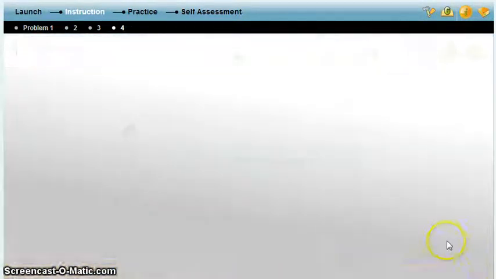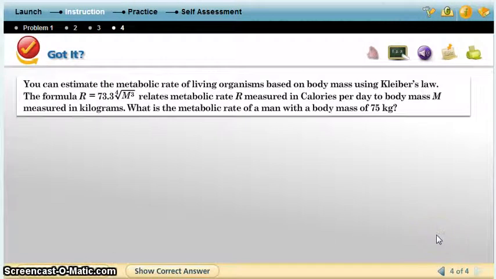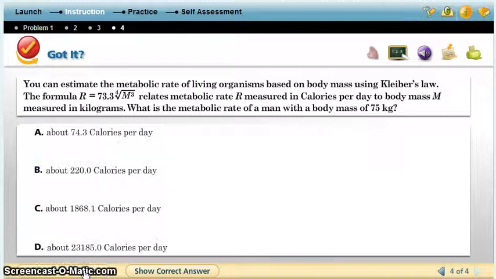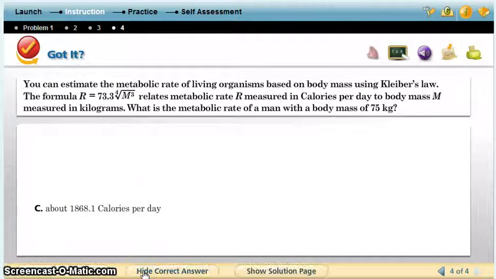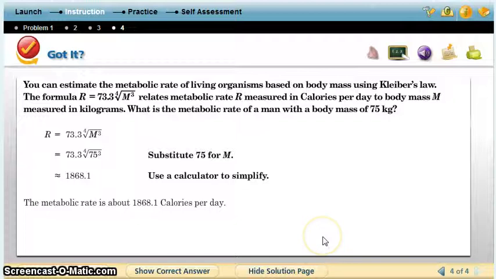All right, here's your word problem. Again, read it carefully, pull out the important information, and solve for the metabolic rate of a man who weighs 75 kilograms. So here are your answer choices. Pause the video and answer this. All right, hopefully you paused the video. This is your correct answer. And just to give you the solution page real quickly, you're just plugging 75 in place of the m for mass and simplifying.